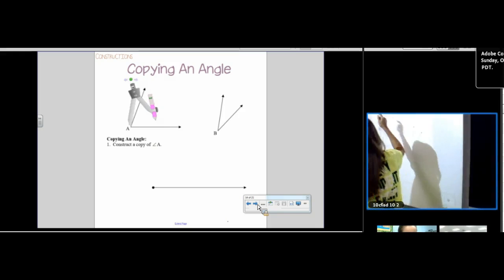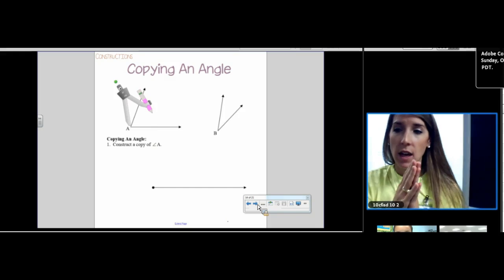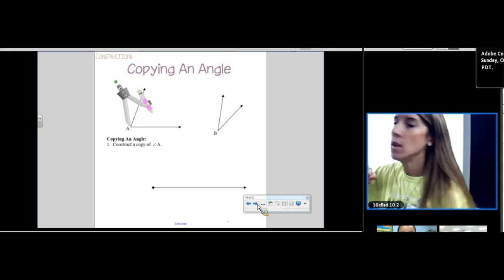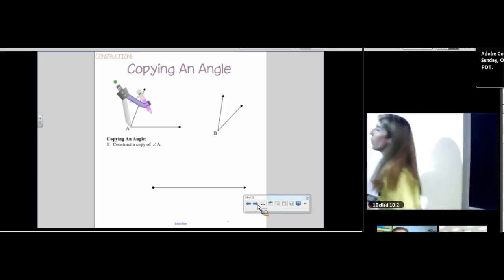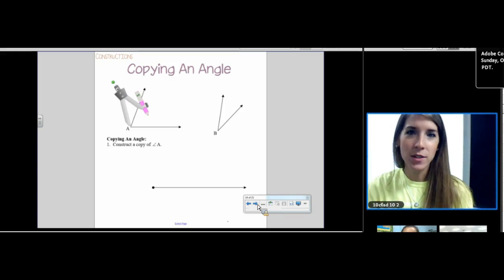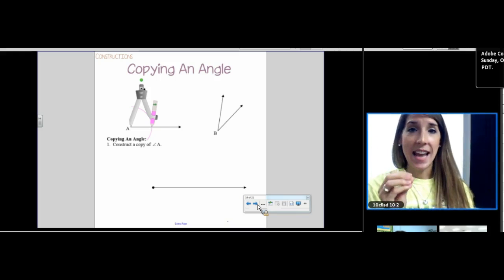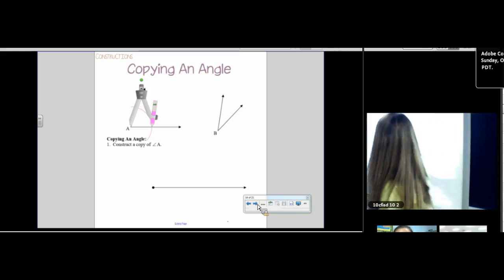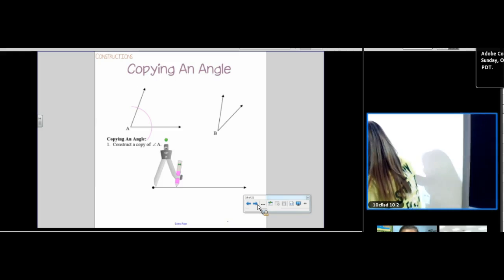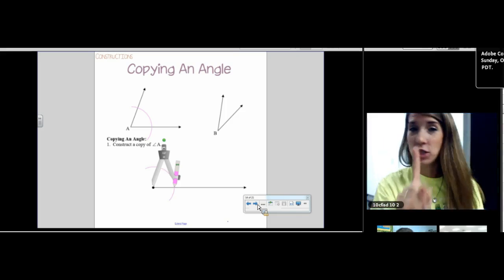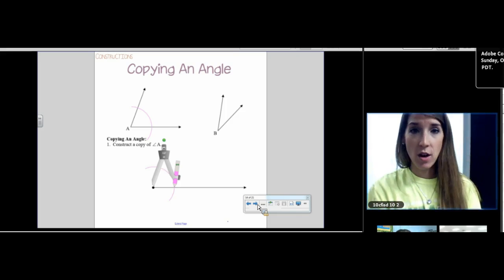Then you can open your compass however much you want. It doesn't matter how much you open it. You don't want it to be too tiny or too large to where it's hard to work with. Open your compass to what they call an arbitrary amount, arbitrary setting, and you make an arc. Of course, you keep that same exact compass setting, and you go down to the ray that's given to you, and you make an identical arc. So that's step one. Don't do it yet. Make an arc, make an arc.